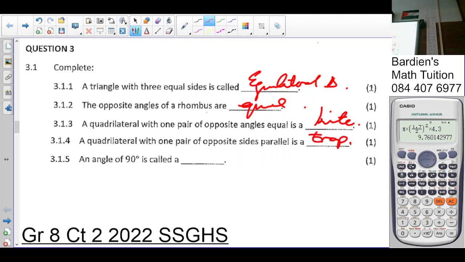Trapezium. And an angle of 90 degrees is called a right angle. Okay. You all okay with that? An angle of 90 degrees could also be known as a perpendicular angle. We accepted perpendicular as well. All of that was given.